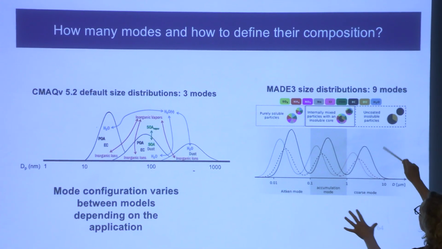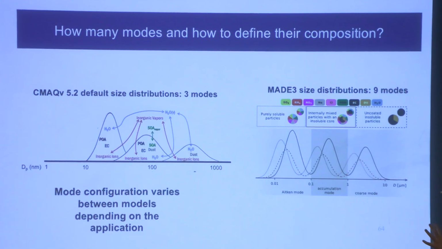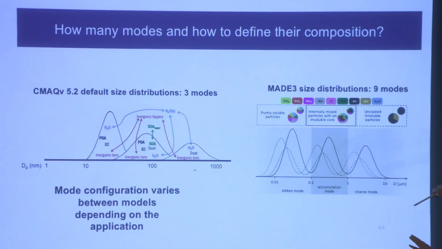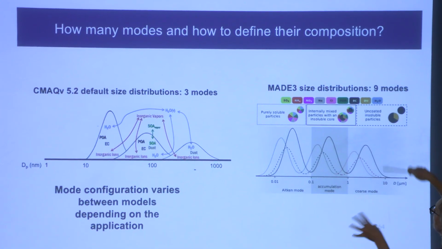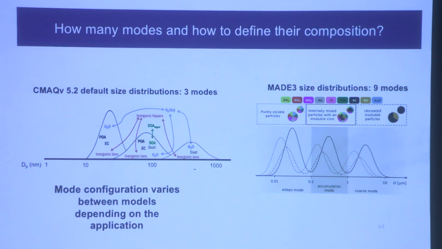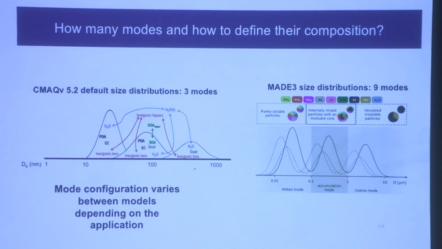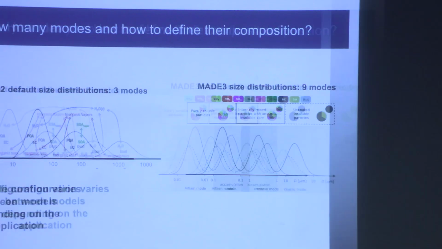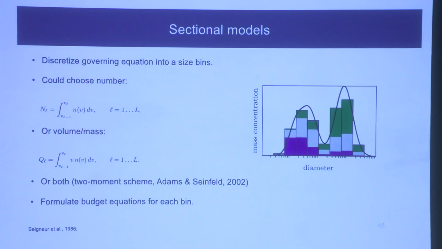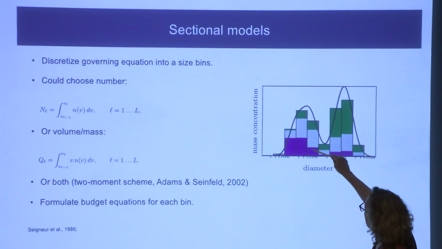Another model that is used in the global, one of the global models from Europe, they use 9 modes, right? So it becomes more complicated, but they can treat different types of particles. So I already mentioned this. Sectional models, very similar. You formulate basically a budget equation for each section.